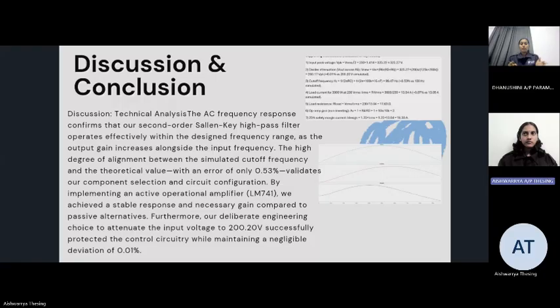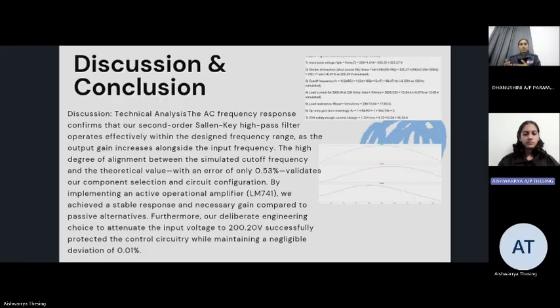Low frequencies, such as 50 Hz, are attenuated and not allowed through, while higher frequency components are allowed to pass through the system. From the simulation waveform, we can see the output voltage becomes more stable at higher frequency. This indicates that the filter reached its passband region and operates efficiently within the designed frequency range.